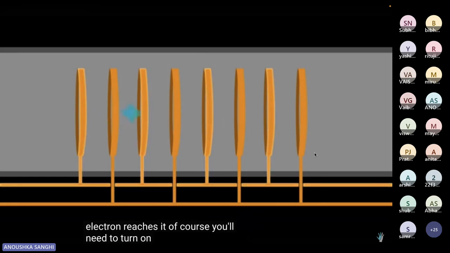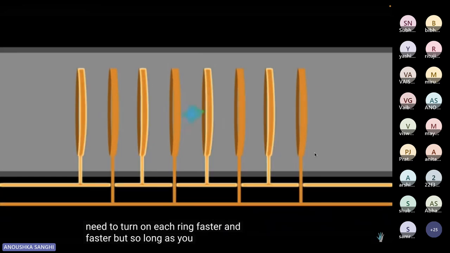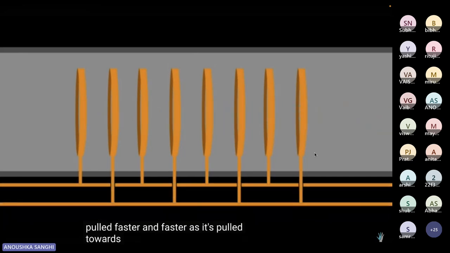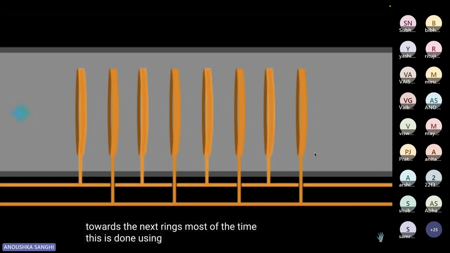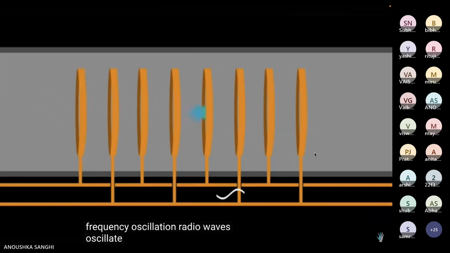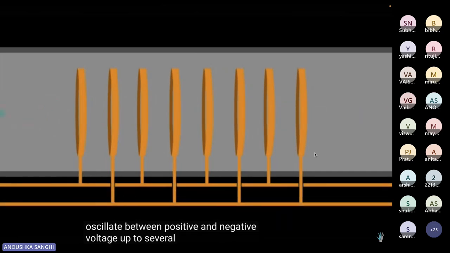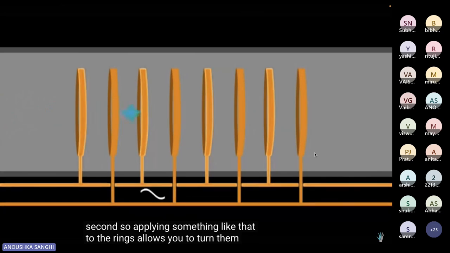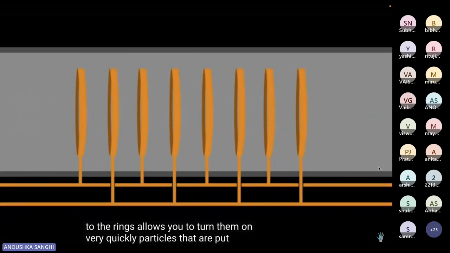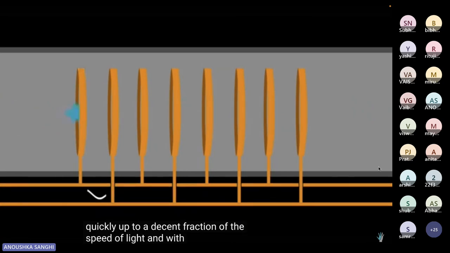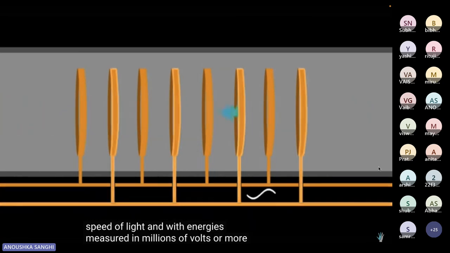Of course, you'll need to turn on each ring faster and faster, but so long as you keep doing that, the electron will continue to be pulled faster and faster as it's pulled towards the next rings. Most of the time, this is done using things like radio frequency oscillation. Radio waves oscillate between positive and negative voltage up to several billion times per second, so applying something like that to the rings allows you to turn them on and off very quickly. Particles that are put in the path will get accelerated pretty quickly up to a decent fraction of the speed of light, and with energies measured in millions of volts or more.